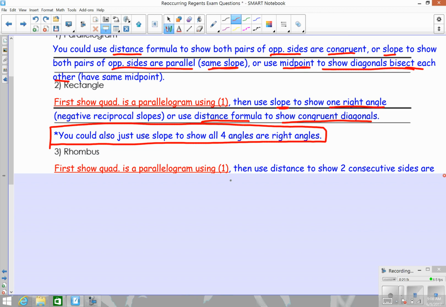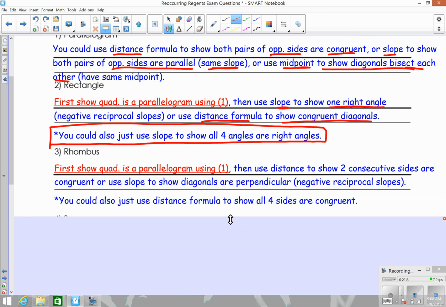For a rhombus, you can first show again that it's a parallelogram, because in order to get to a rhombus on that flow chart, you have to pass through parallelogram. So you show it's a parallelogram first, and then you can show that two consecutive sides, so two sides next to each other, are congruent. That would make it a rhombus. Or you can use slope and show that the diagonals are perpendicular, so it'll show that they're flipped and negated. That would be only if you show it's a parallelogram first.